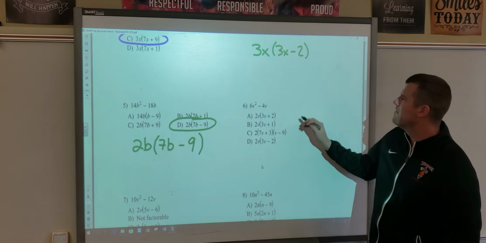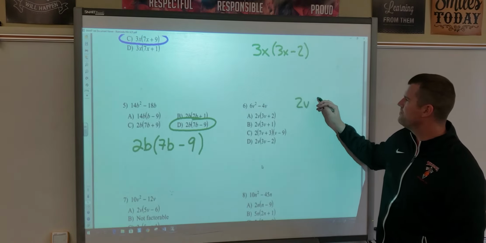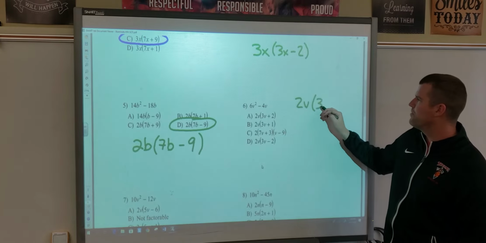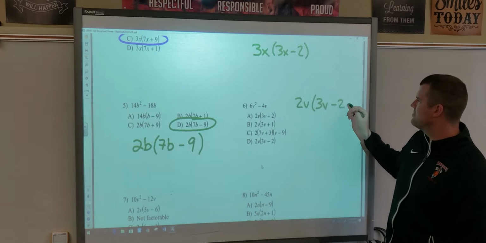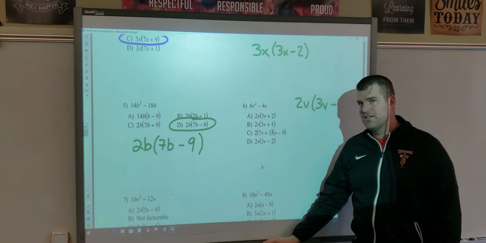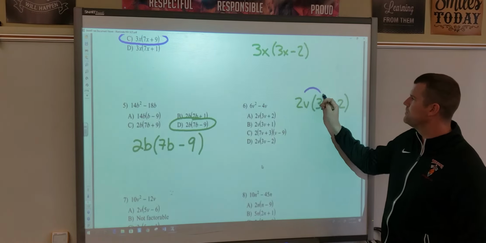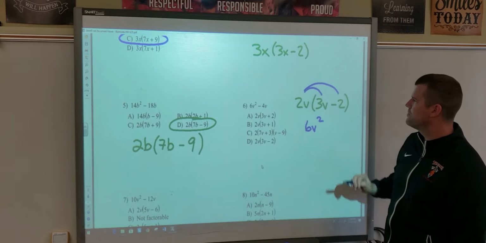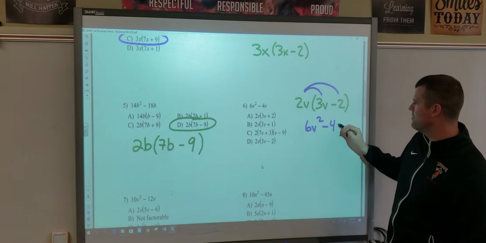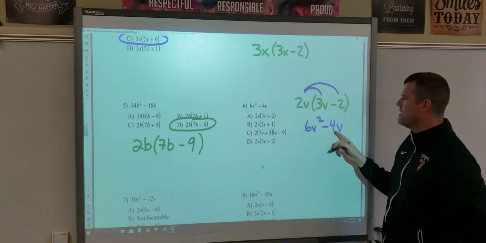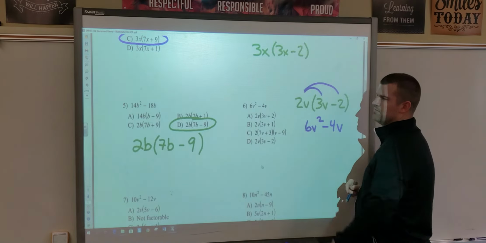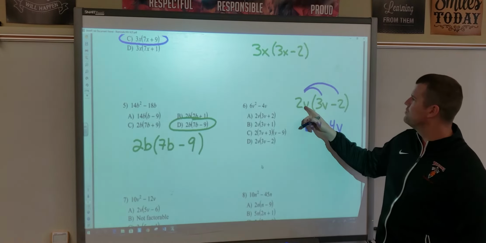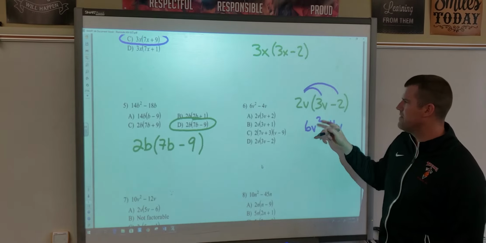Number 6, we can take out 2v, which leaves me with 3v minus 2. And again, to double check that, distribute, that's 6v to the second. Distribute, that's negative 4v. And this should always be what I started with. Boom, it is. So 2v times 3v minus 2.